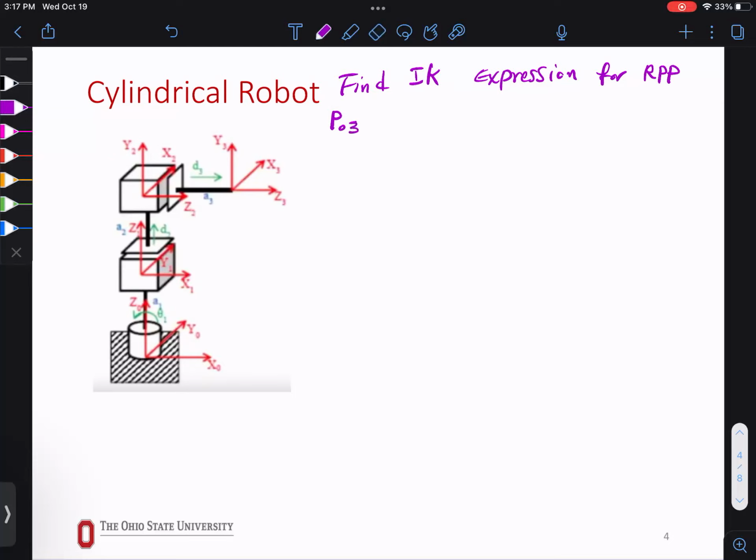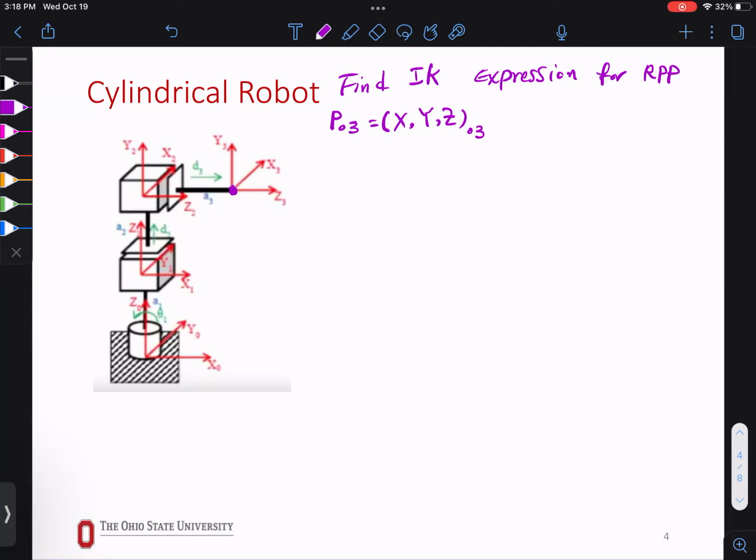our third frame in frame 0. Again, we are trying to find the end effector with respect to the base frame, because we are using a forward kinematic solution, right? The position that you're asking for is with respect to the base frame. So we're going to find that with respect to the base frame.